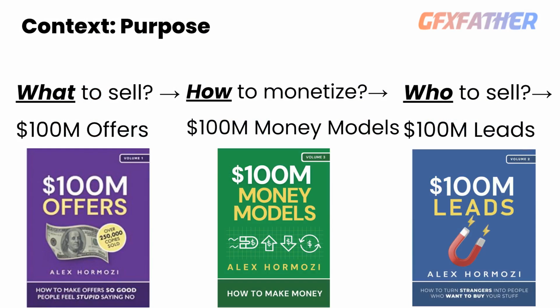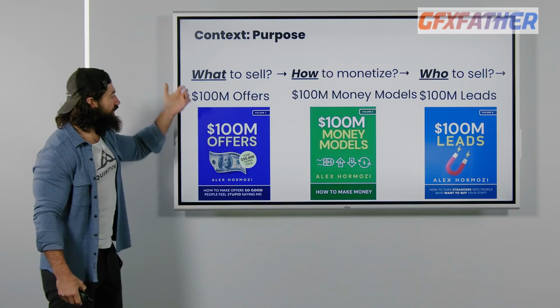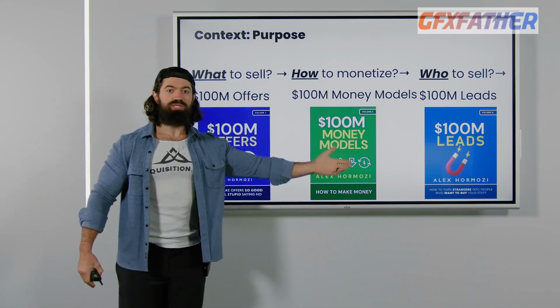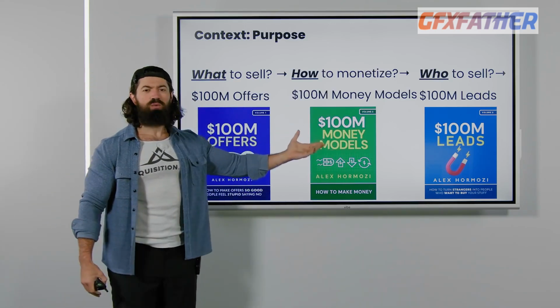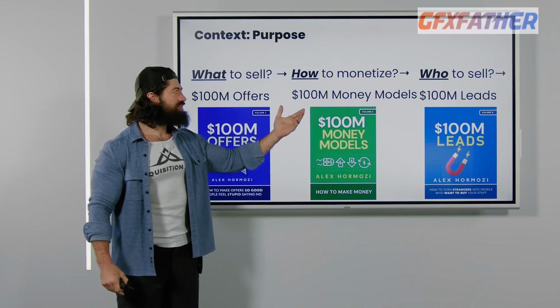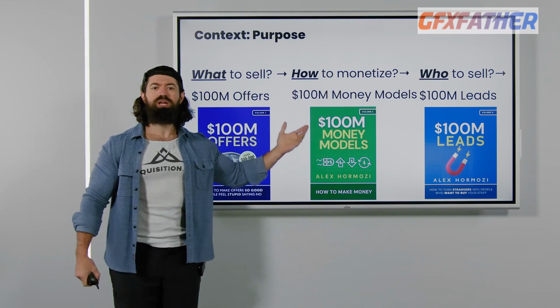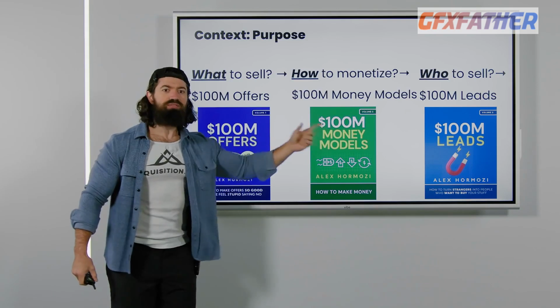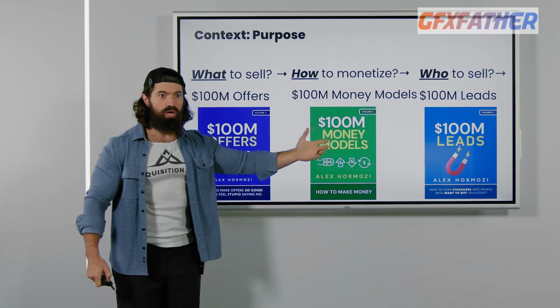Well, Money Models exists between both of these books, which is how to monetize. If you have something to sell, and then you have people to sell it to, then you have, okay, well, how do I get them to give me money? How do I get them to buy more stuff from me? How do I actually make a profit from this? And how do I profitably advertise in order to let even more people know? All of those questions were answered in this book.